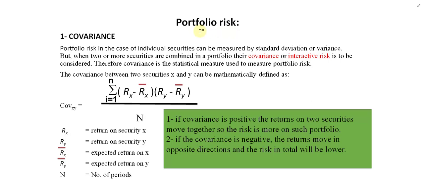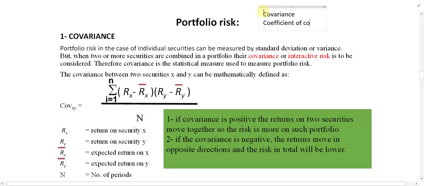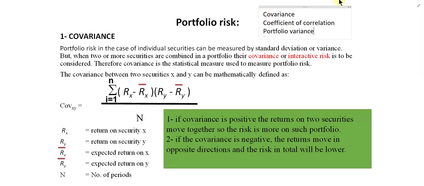There are several techniques to calculate the risk of the portfolio, as I have mentioned in the previous videos. I have just pointed out three of them, which we can discuss. The first one, as you can see here, is covariance. The second technique is called coefficient of correlation. And the last one, which we will discuss, is portfolio variance. These techniques are used to measure the risk of the portfolio. So the first one is covariance.